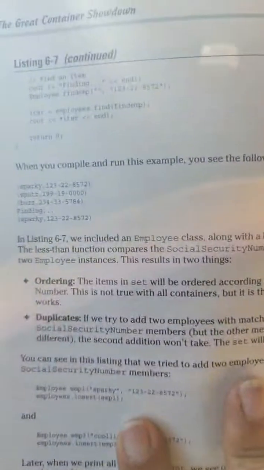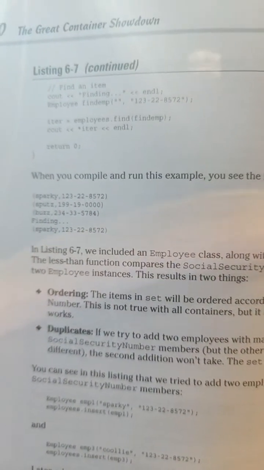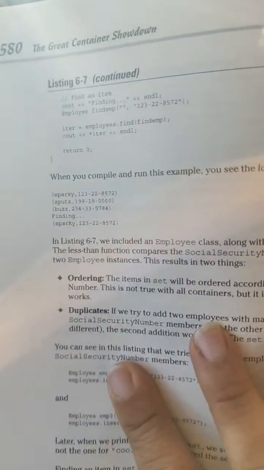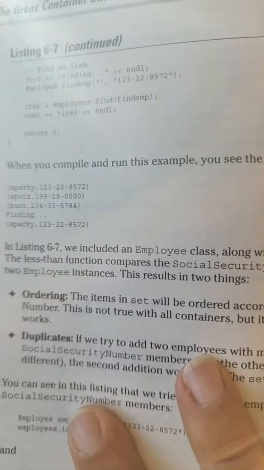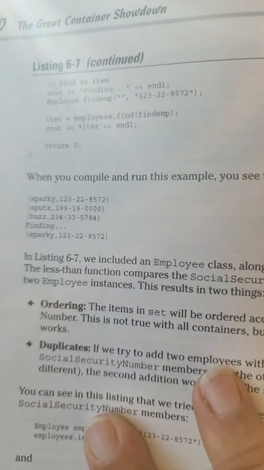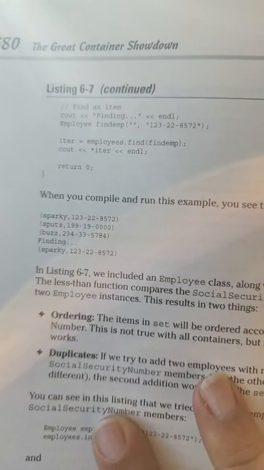Listing 6-7 continued. Find an item. Cout finding endl. Employee find emp, 123-22-8572. iter.